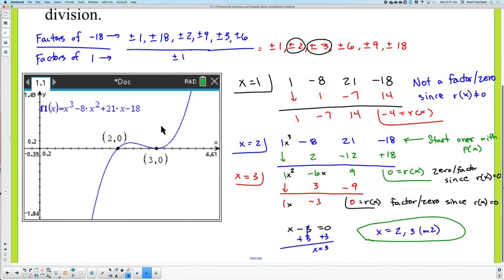So what if you have a square root of 11 as a 0? What would you also have? You have a square root of 11 as a 0. You'll have a negative square root of 11.